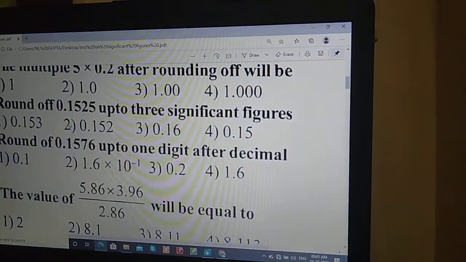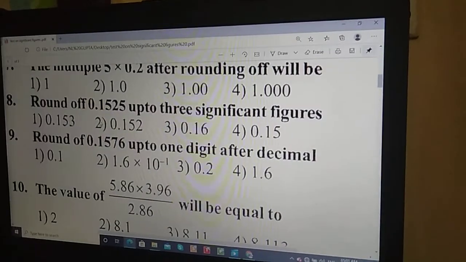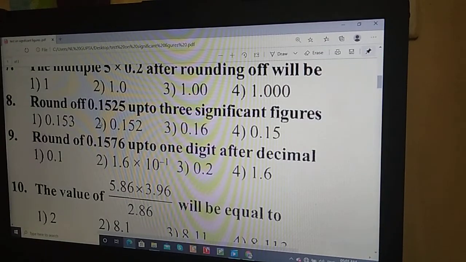Here is the option they have given for question number 9. So that is 0.1, this is wrong. 1.6 into 10.1, that is also wrong. 0.2 is correct. So the correct option will be option number 3.